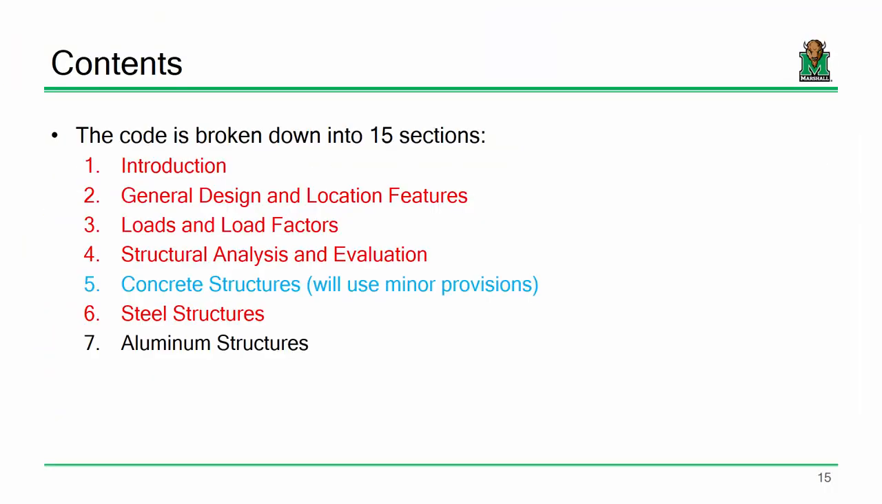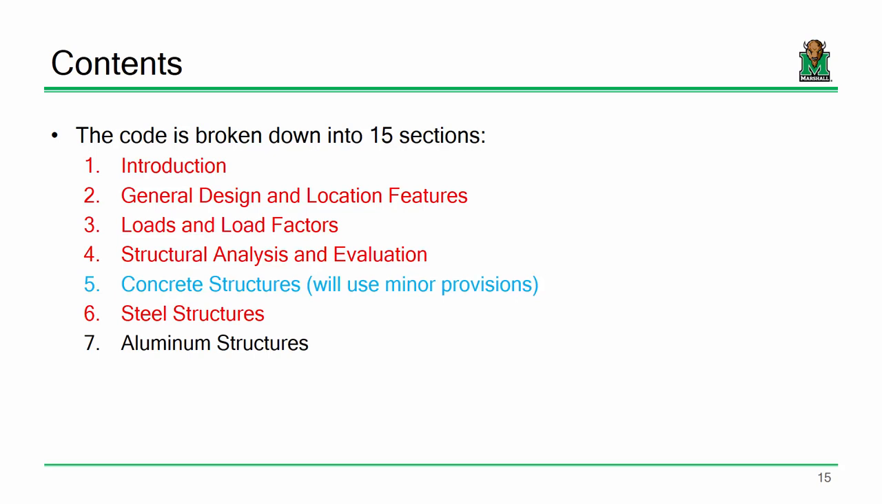Okay, so the grand organization of the code is broken down into 15 sections. Now, a lot of this we're going to look at. Some of it we're never going to touch. Okay? So like Section 1, Introduction, Section 2, General Design and Location Features. Section 2 has some general parameters and design-related stuff that might help us out a little bit later on. You'll actually find the live load deflection limit in Section 2.